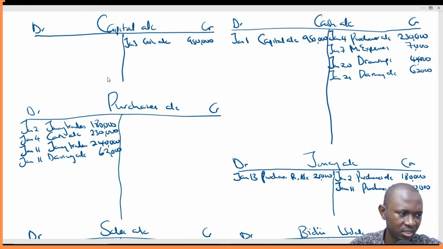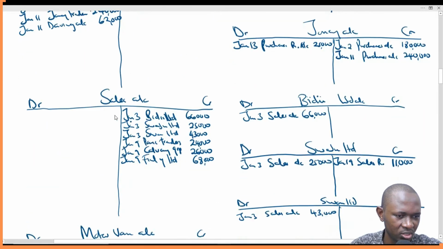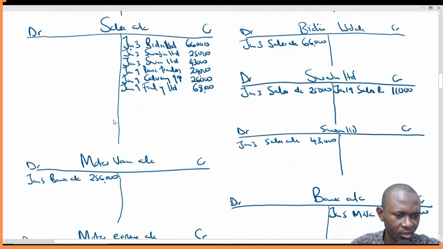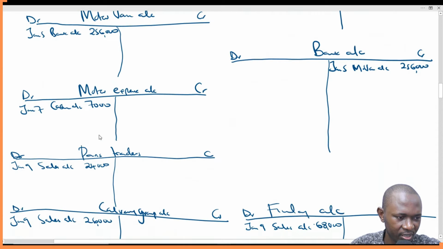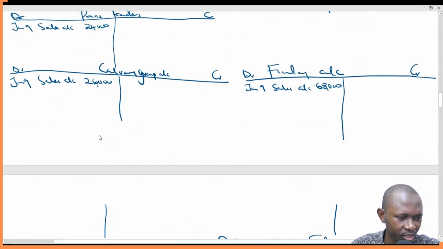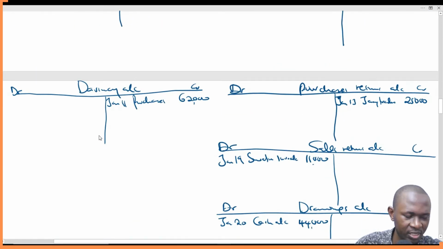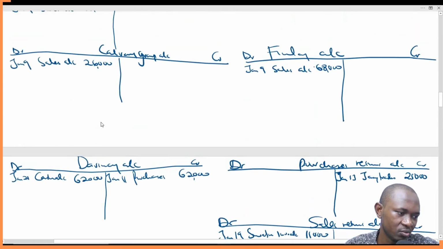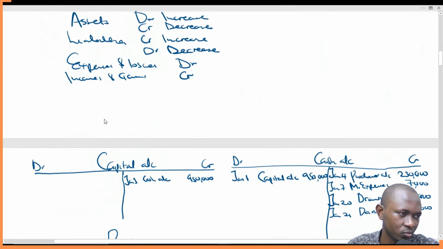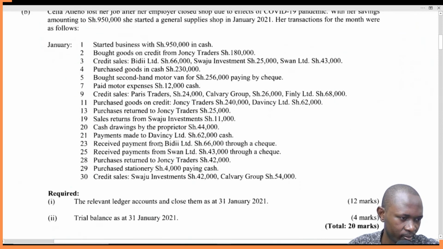So we come to the Da Vinci account and show that he has received the money. Da Vinci was a creditor, so we paid him, and you can see we were owing him 62,000. So we simply come here and say January 21st, cash account has paid him 62,000. And you can see now this account is already balanced. We were owing him 62,000 and we paid him 62,000 shillings.